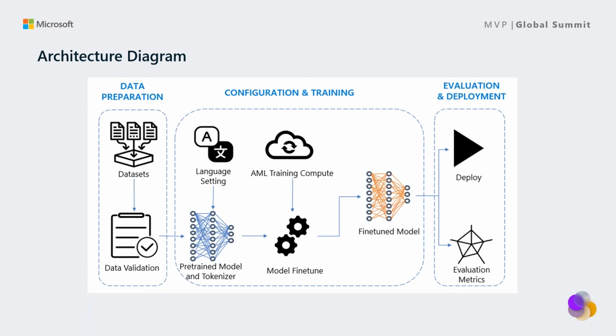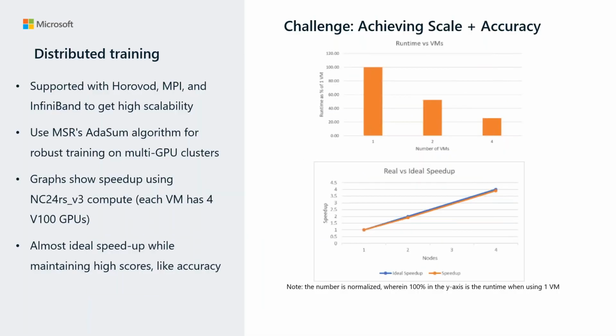So for the next part, I want to talk about how we are going to achieve distributed training. We support distributed training with Horovod, MPI, and InfiniBand to get high scalability. And as I mentioned, we are using MSR's latest algorithm, AutoSM, for robust training on multiple GPU clusters.